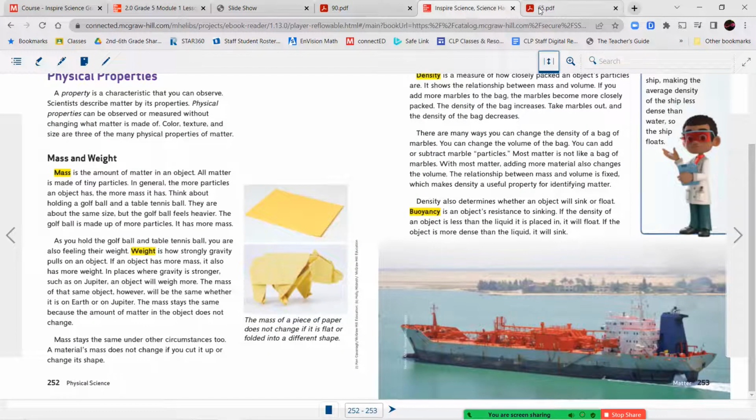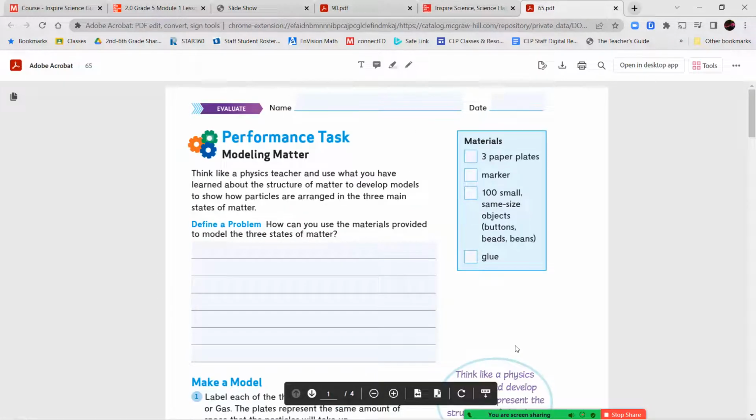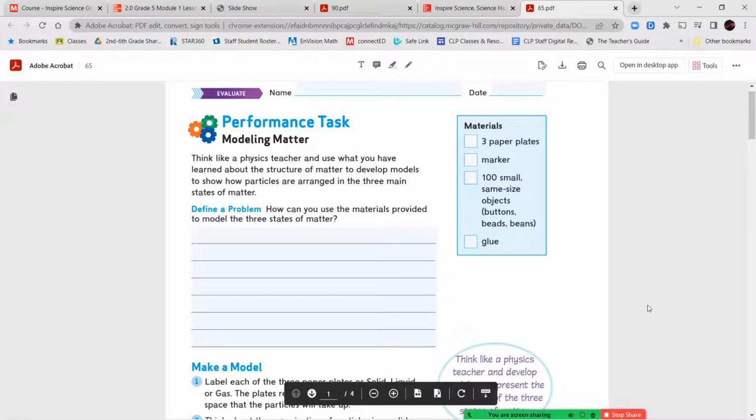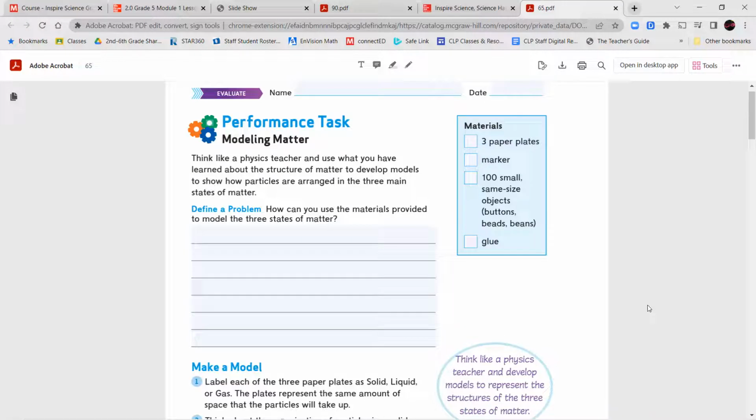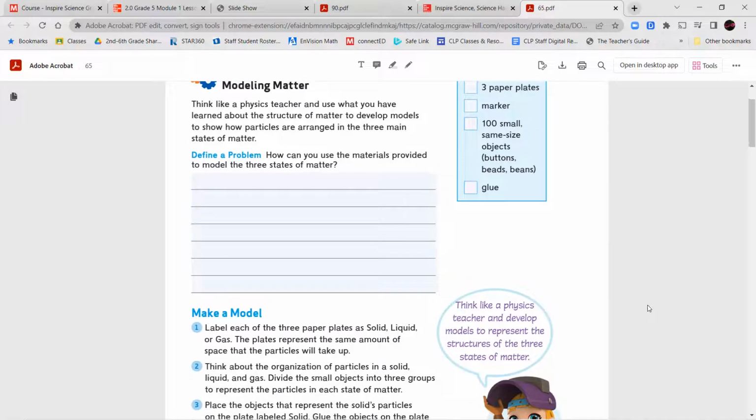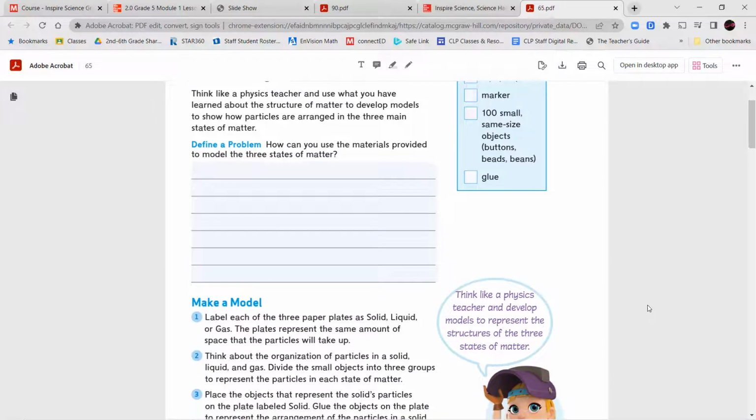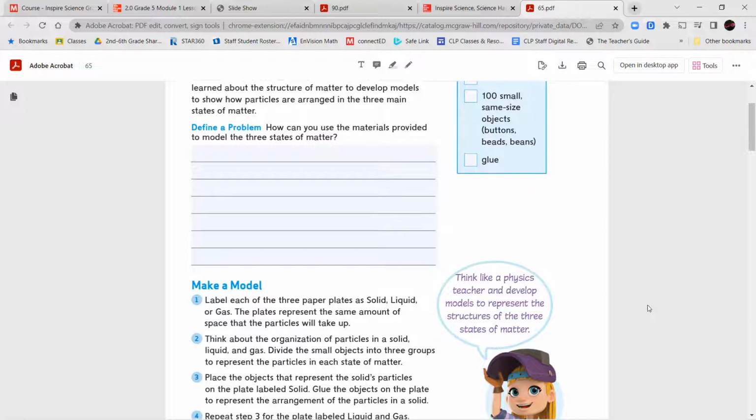All right, once we have completed that, we're going to wrap up our lesson. We're going to take a look at our performance task. So this one is optional. You have 3 paper plates, a marker, 100 small same size objects like buttons, beads, beans, marbles, whatever you happen to use, and some glue. And you're going to basically be designing your own activity. How can you use the materials provided to model the 3 states of matter?